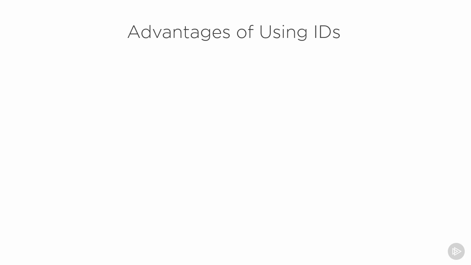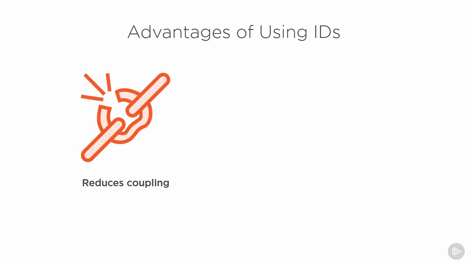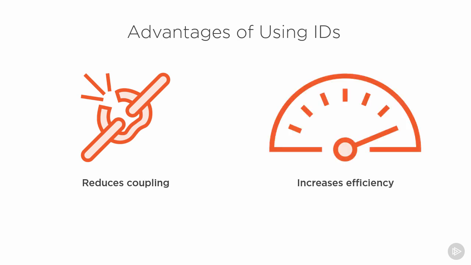There are several advantages to using ID properties instead of object properties to establish a relationship between classes. It reduces coupling because the class no longer has a reference to its related class. In our example, the order class does not need to directly reference the customer or address classes. And it can be more efficient because loading an object does not load the data for its dependencies. In our example, the order repository does not need to load all of the customer information and the shipping address each time it loads the order. Let's see what this looks like in the code.